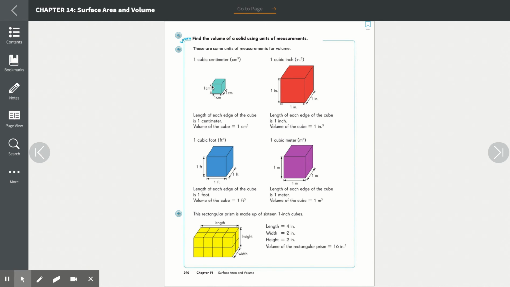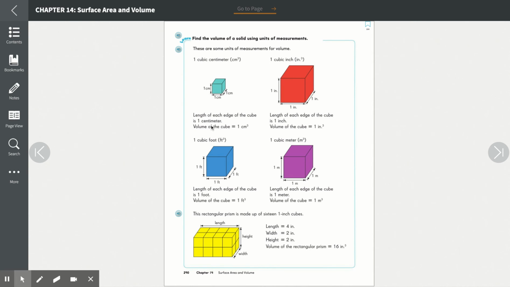Finding the volume of a solid using units of measurement. These are some units of measurement that you can use for volume. A cubic centimeter is centimeters cubed. You would put the exponent of 3. So 1 centimeter length, 1 centimeter width, 1 centimeter height would be 1 cubic centimeter or centimeter cubed. 1 cubic inch, same thing. Here's the length, here's the width, here's the height. And so it's 1 inch in all areas, so it's going to be 1 cubic inch or inch to the third.